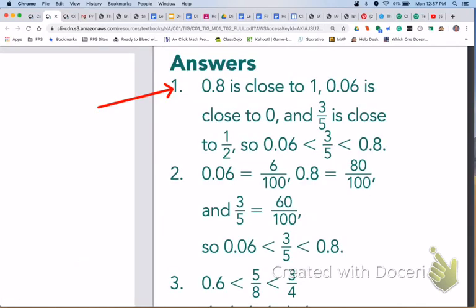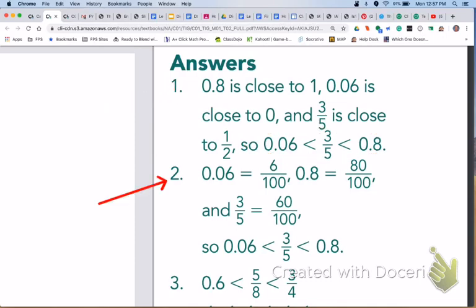For number 1, using Felipe's strategy, 8/10 is close to 1, 6/100 is close to 0, and 3/5 is close to 1/2. So 6/100 would be less than 3/5, and 3/5 would be less than 8/10.